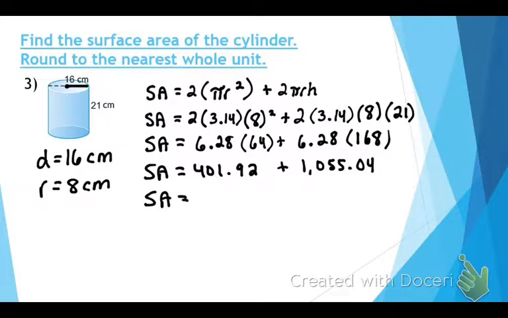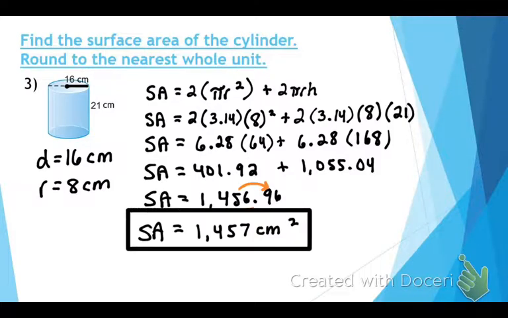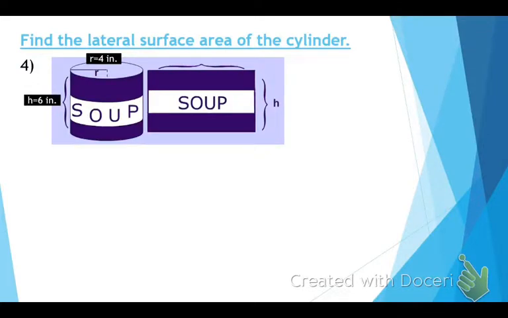Then when you add those two together, we discover that it's 1,456.96. But if you remember up here, it asks us to round to the nearest whole unit. So you take your whole number and see if you should round up or keep it the same. Obviously, we are going to be rounding it up here. So our final answer is 1,456 centimeters squared. The main thing about this kind of problem is always check to see, does it give you the diameter to start with, or does it give you the radius?